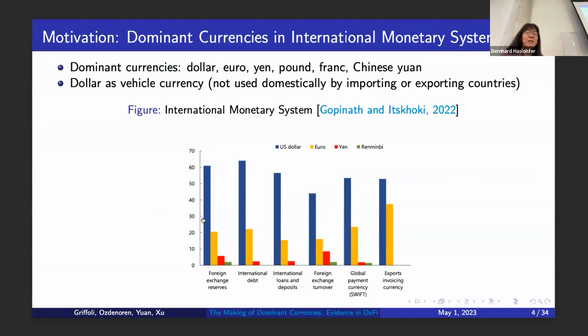To motivate the topic, dominant currency. You probably all heard the term dominant currency. So Paul Krugman actually is the first one who invented the term vehicle currency, which is the currency used by trading partners, where none of the trading partners will use the currency domestically.